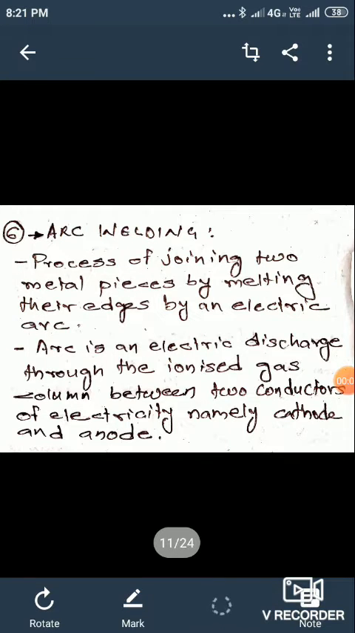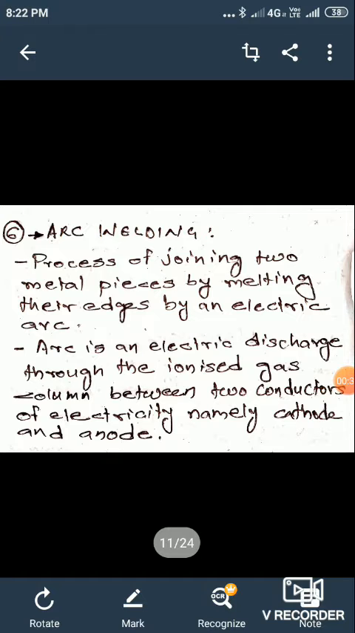Okay, arc welding. Arc welding is the process of joining two metal pieces by melting their edges by an electric arc. Here an electric arc is used for melting the edges of the workpiece.